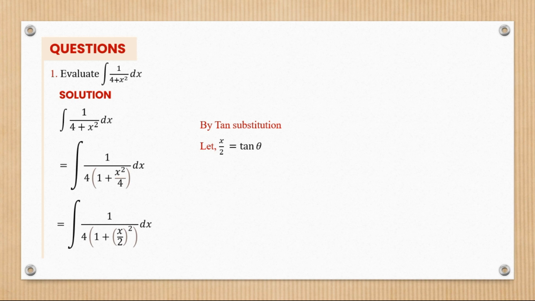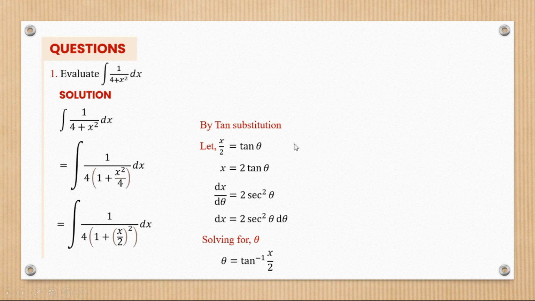Now we can do tan substitution. We'll have x over 2 equal to tan theta. So x is equal to 2 tan theta if we make x the subject, and therefore dx d theta, the derivative of that, is equal to 2 sec squared theta. Then dx is equal to 2 sec squared theta d theta. If we solve for theta, theta is equal to tan inverse of x over 2.